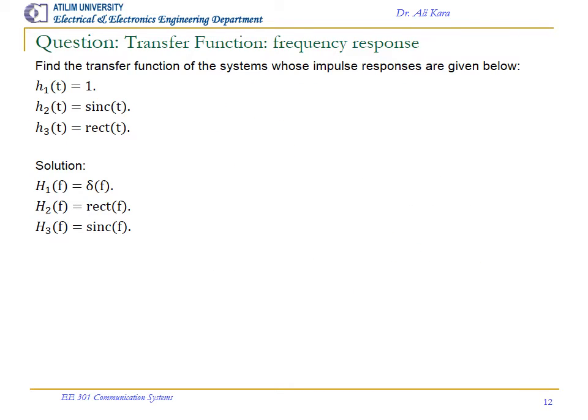Question: transfer function, frequency response. Find the transfer function of the systems whose impulse responses are given below. h1 of t equals 1, h2 of t equals sinc of t, h3 of t equals rectangle of t. Solution: find the Fourier transforms of the impulse responses.